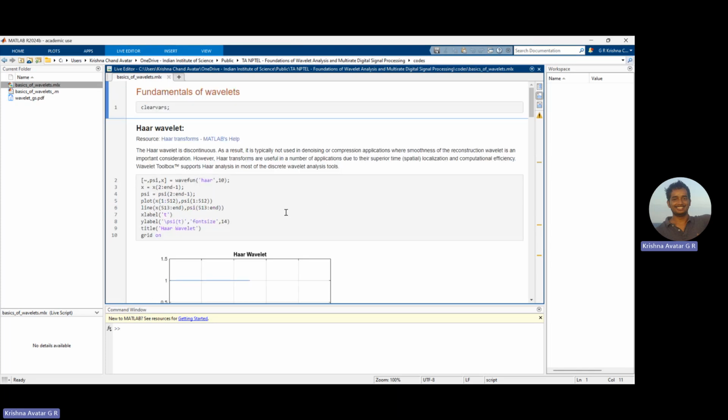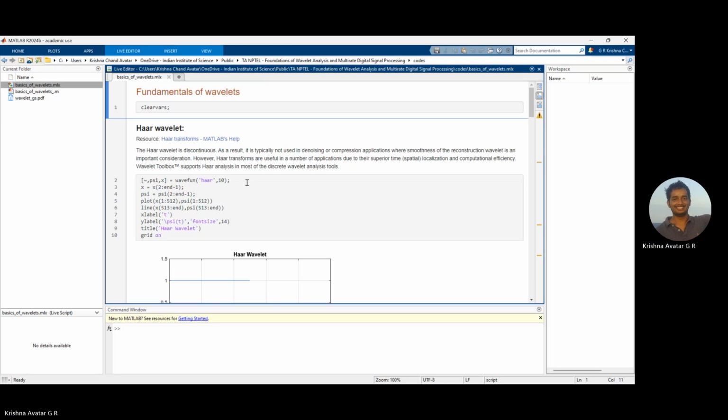So we'll start with first understanding, or just plotting, how this Haar wavelet looks when we visualize it using any such software. So we know very well that the Haar wavelet is discontinuous. As a result, it's not typically used in denoising or compression applications where smoothness of the reconstruction wavelet is important. But they do have some peculiar properties because of which they are used in time localization and also due to their computational efficiency.